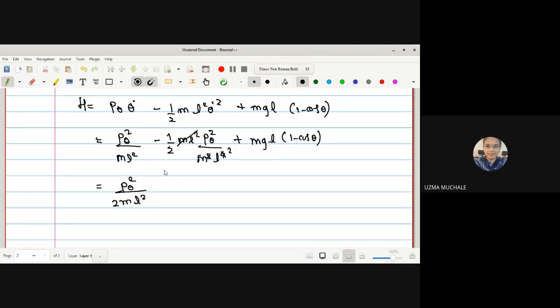Getting this? Yes, ma'am. p theta square by m l square outside, it is 1 minus 1 by 2, that is 1 by 2, plus m g l (1 minus cos theta). So this is the value of H we have calculated, which is the required Hamiltonian we have found.